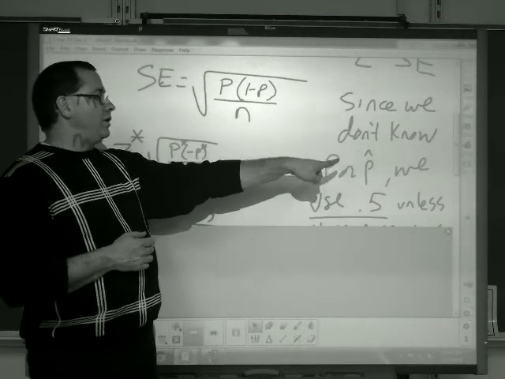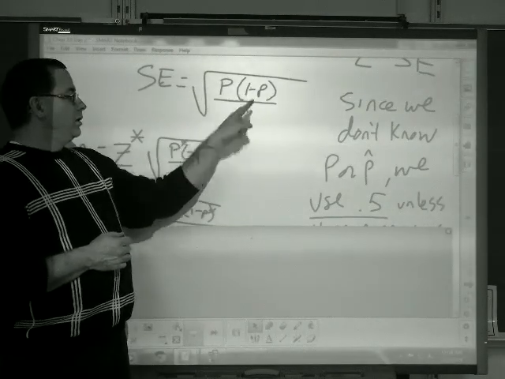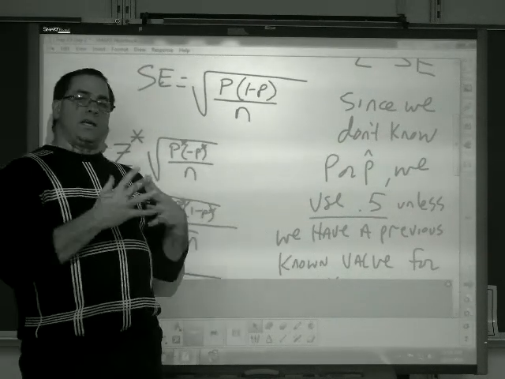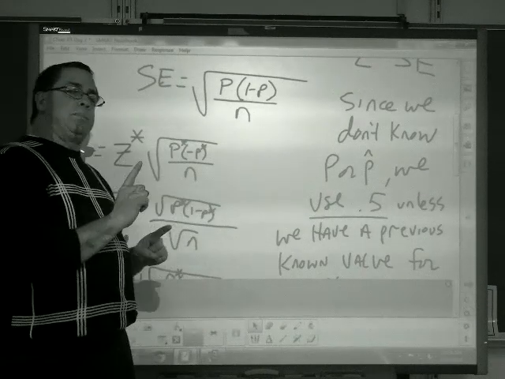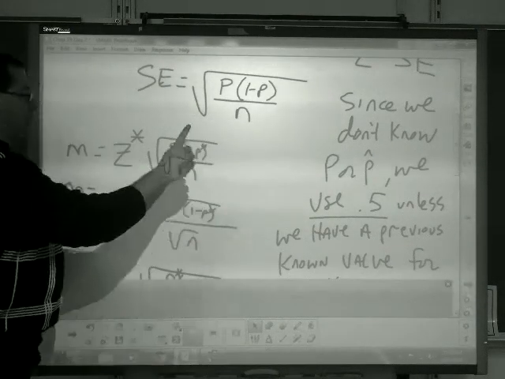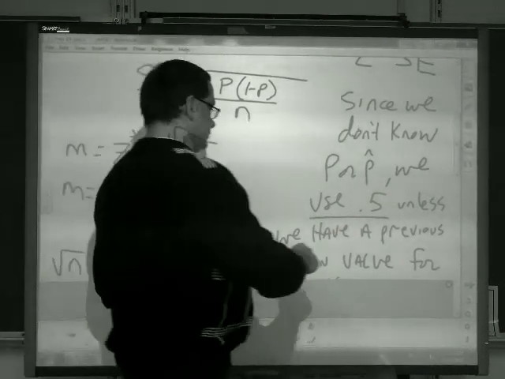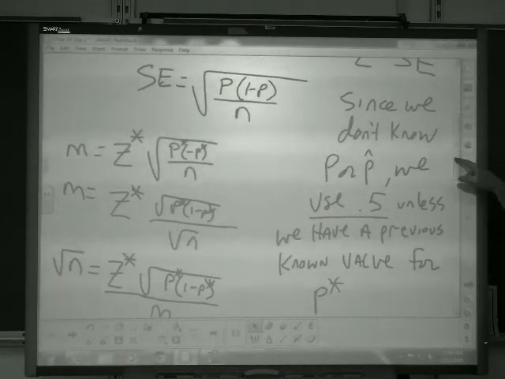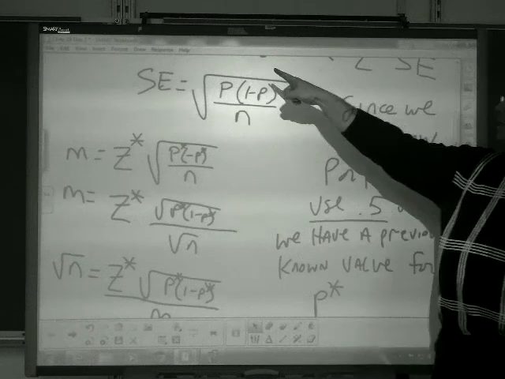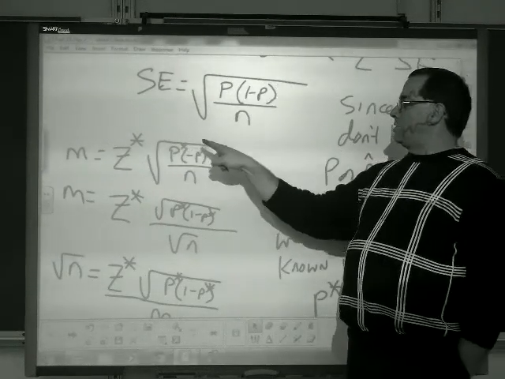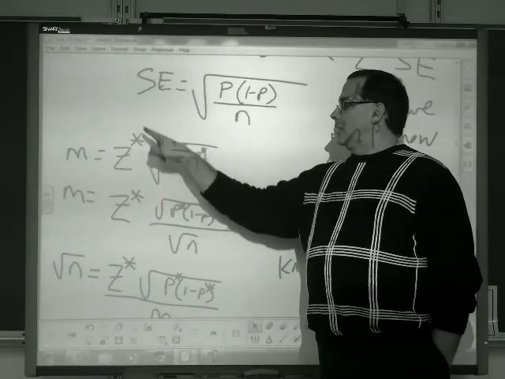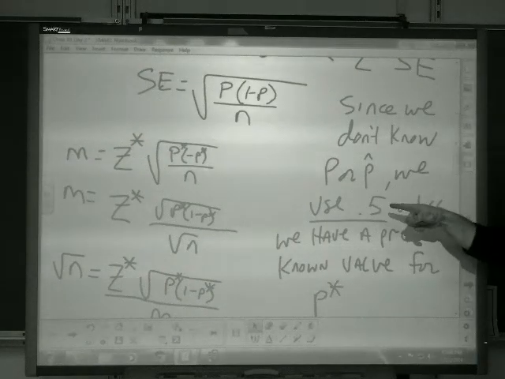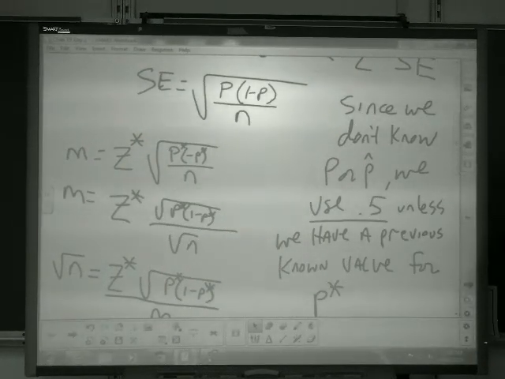So, since we don't know p or p hat, we're going to use 0.5 in this formula, unless we have previous known values. And because of this, we change this letter not to p hat and not to p, but we change it to p star. So we're going to use this for p star. So standard error now, instead of p, we'll have a p star here. Z star, that's from our level of confidence. P star, again, is going to be 0.5 unless we have previous information.